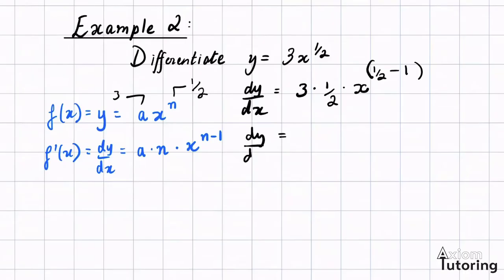So dy over dx is 3 times a half, that's 3 over 2, times x to the power of minus a half. That can also be written as a surd like that. We typically don't keep surds in the denominator, but these two are equivalent. Okay, so that's what we get from differentiating y equals 3x to the power of a half.